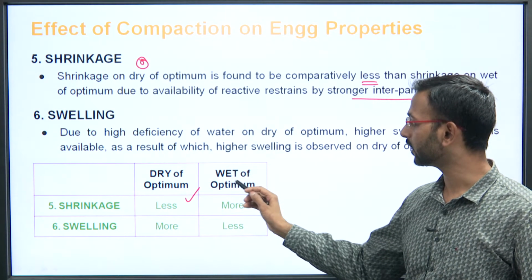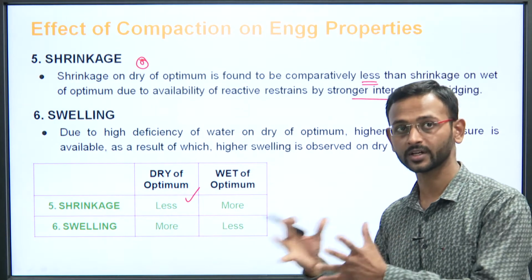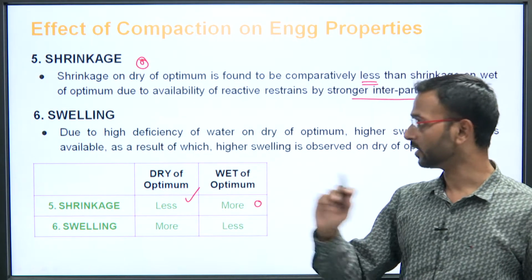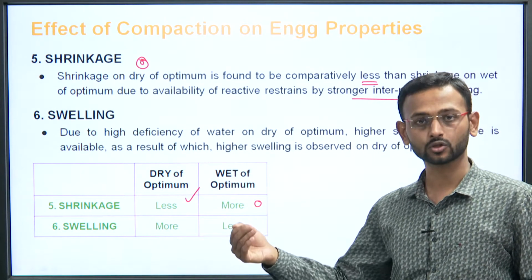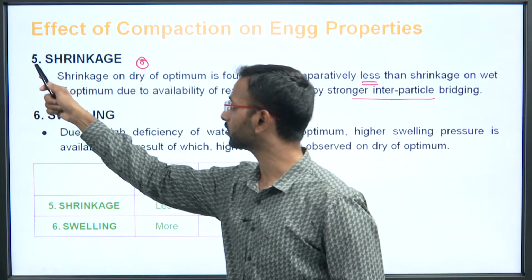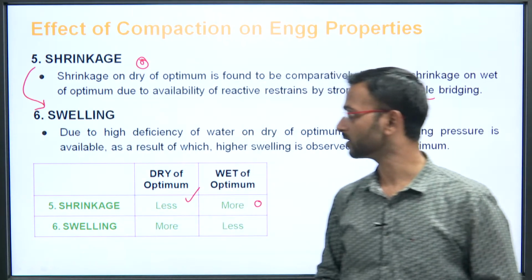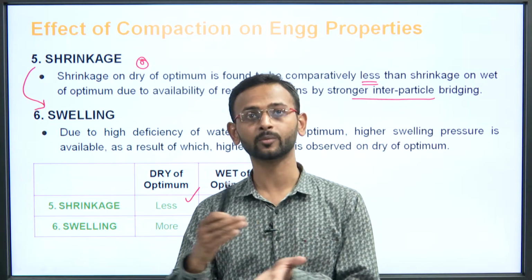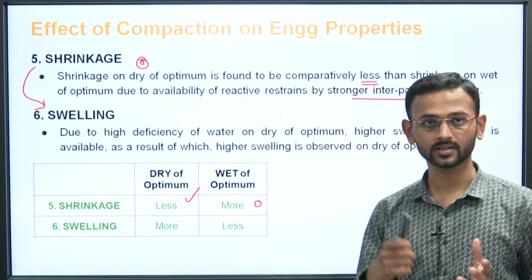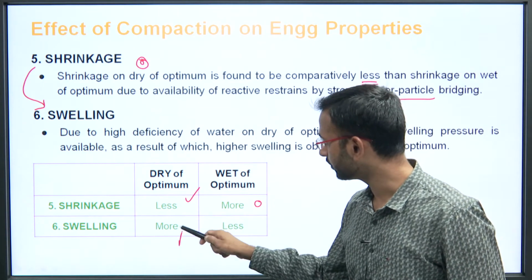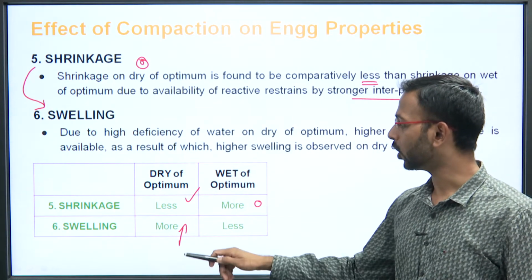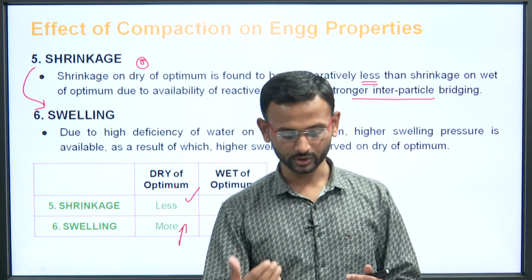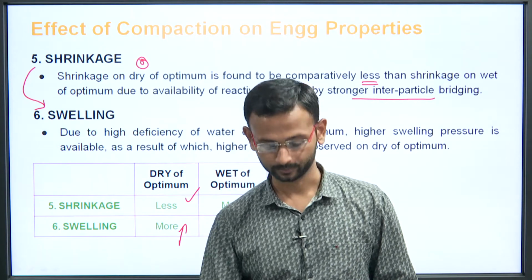But when we talk about wet of optimum, that is, water content is more, and we try to reduce the water content, what happens? Shrinkage observed will be slightly more, and the swelling will be just the opposite of the shrinkage. When there is a high deficiency of water on the dry of optimum, the higher swelling pressure is available there. So the swelling pressure will be more on the dry of optimum than on the wet of optimum. So shrinkage is just opposite to swelling.